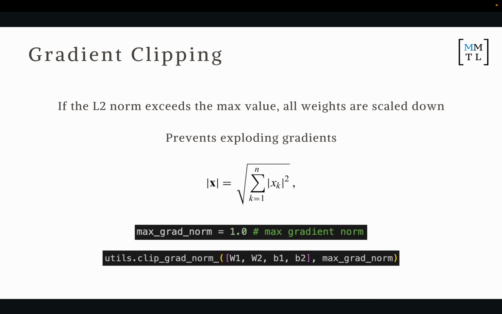Okay, gradient clipping. I think this one makes a bit more sense. If the L2 norm exceeds the max value, all weights are scaled down. So if you're seeing that the weights are exploding, you just scale it down. I think that's a very logical one, so it prevents exploding gradients. Again, that one seems pretty straightforward.